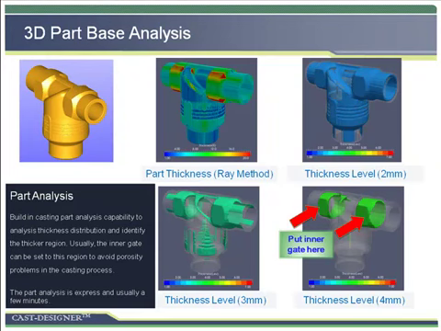The analysis result includes part thickness in the ray method and 3D thickness level to show the global thick region at different levels. The part analysis is purely geometry-based, so it takes only a few minutes.